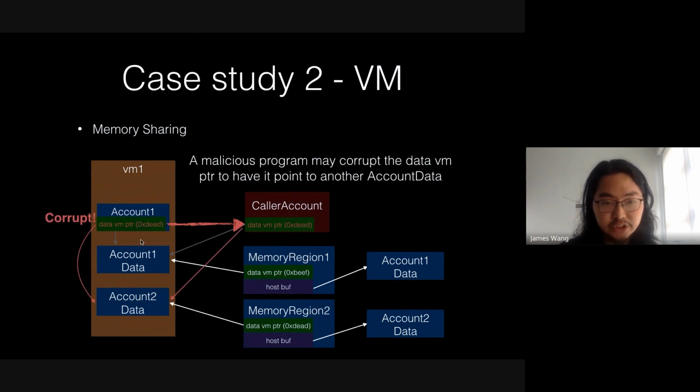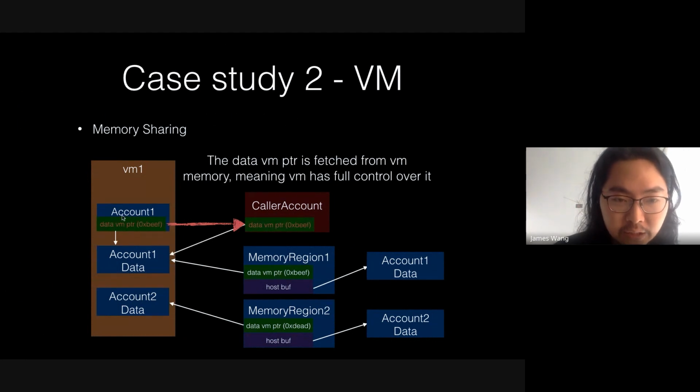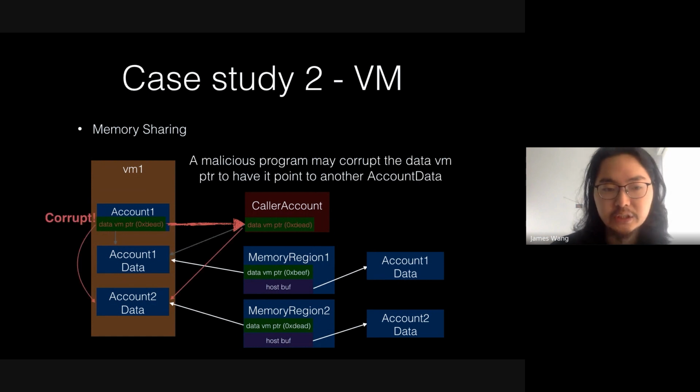So imagine we change the account 1 data pointer, the virtual data address pointer which points to the account 1 data that resides in the VM. Imagine if we change it to a pointer that points to the data of the second account. During invocation, the host wouldn't care about what this pointer has, and it will still take the pointer and store it in the caller account. And the caller account will now incorrectly point to the data buffer of the second account within the VM.